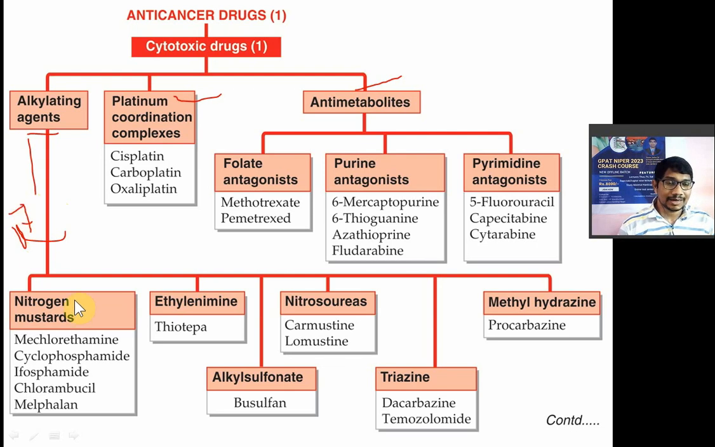So in the first class, alkylating agents, which is the first group? Okay, nitrogen mustard.